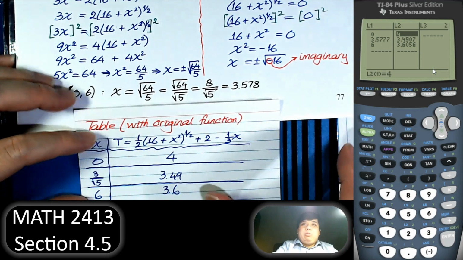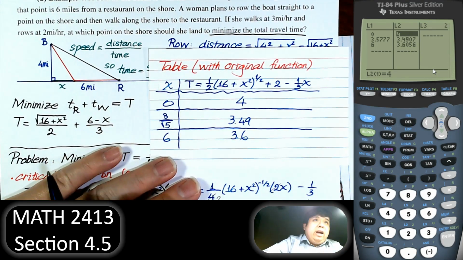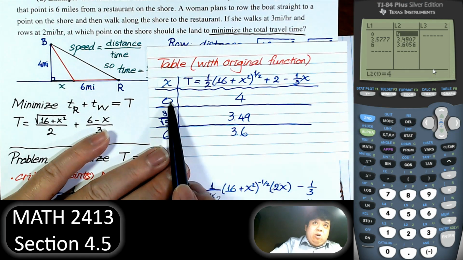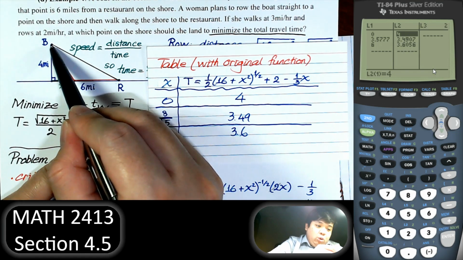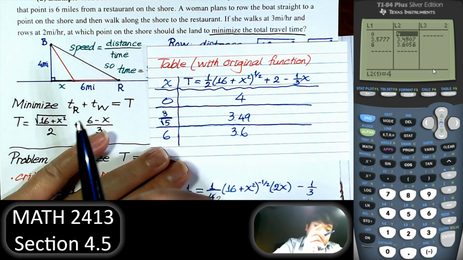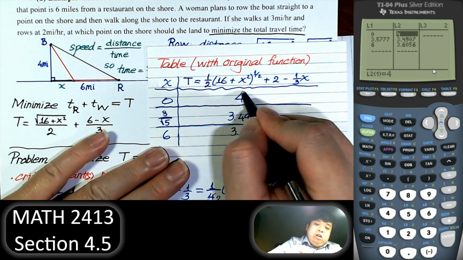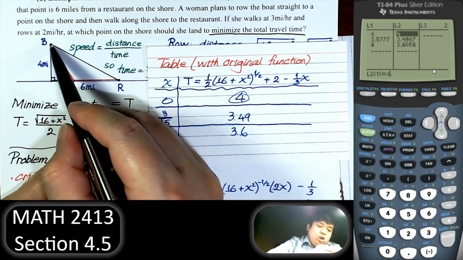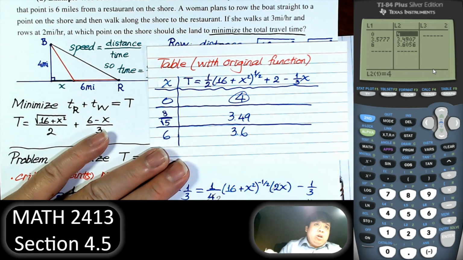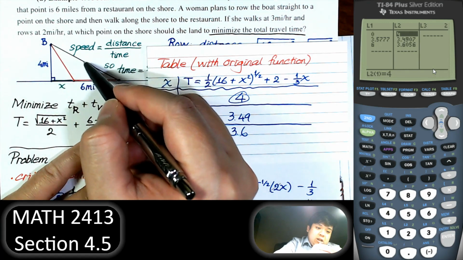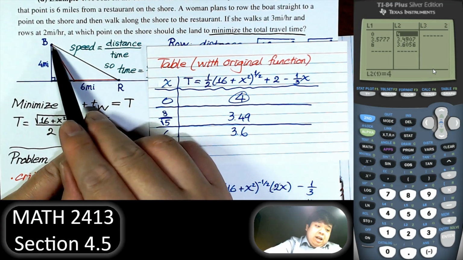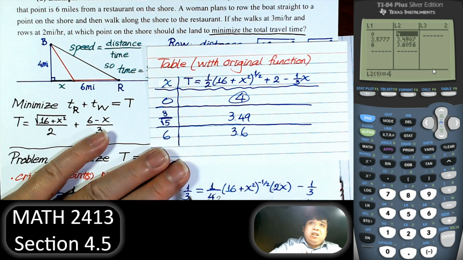Now let's go back to our problem. Our problem is to minimize the travel time. Now, if x equals 0, meaning that she will row straight to the shore line and then walk for 6 miles, the total travel time will be 4 hours. Of course, 2 hours rowing and 2 hours walking, that's 4 hours. Now, if she wants to, she can just row directly from the boat to the restaurant, go straight. In that case, x equals 6, and the travel time is 3.6 hours.